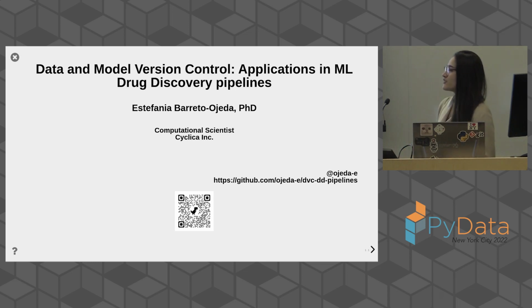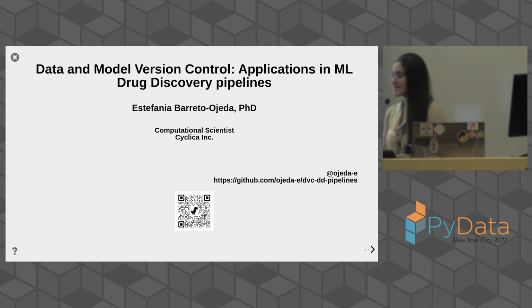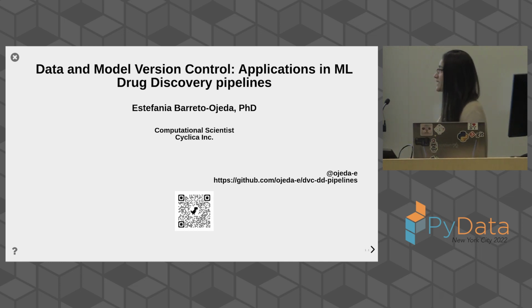For today, I have a story that I would like to share with you because when I joined Cyclica, they gave me a task about starting to version data and version models for drug discovery. And it was a very interesting experience, and I would like to share this experience with you as well. All the content that I'm going to show today is available on GitHub, so if you want, just scan the QR code, you can find everything.